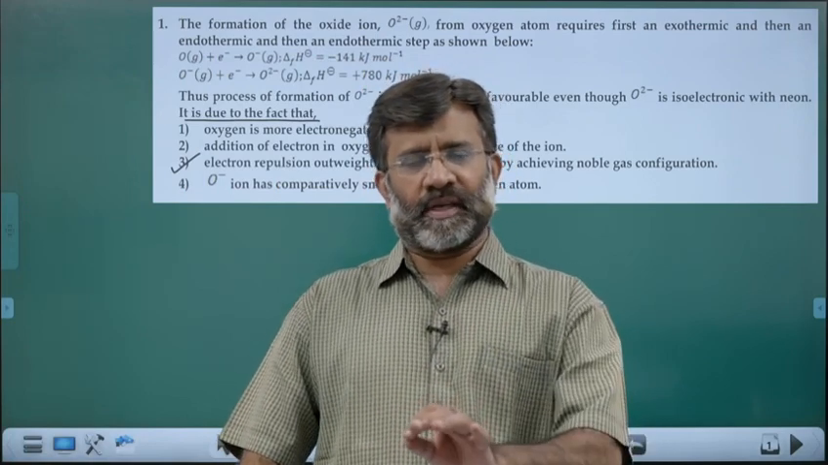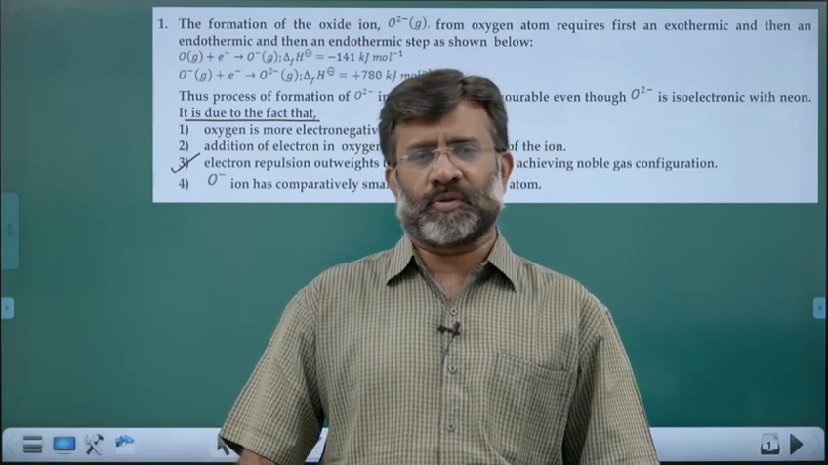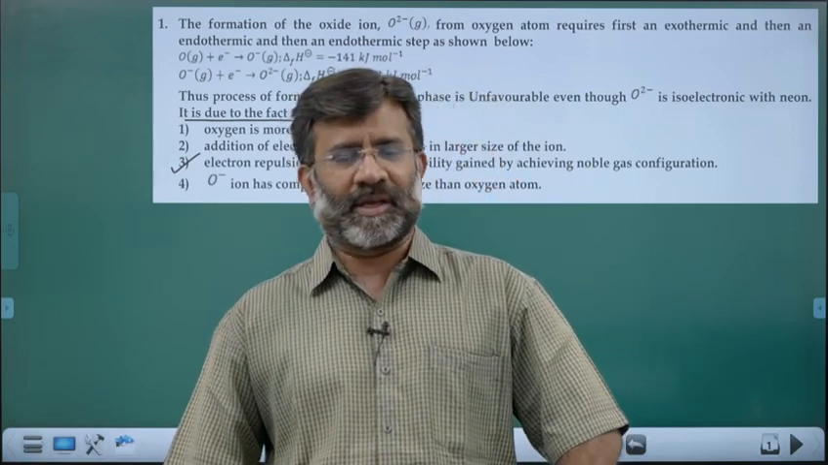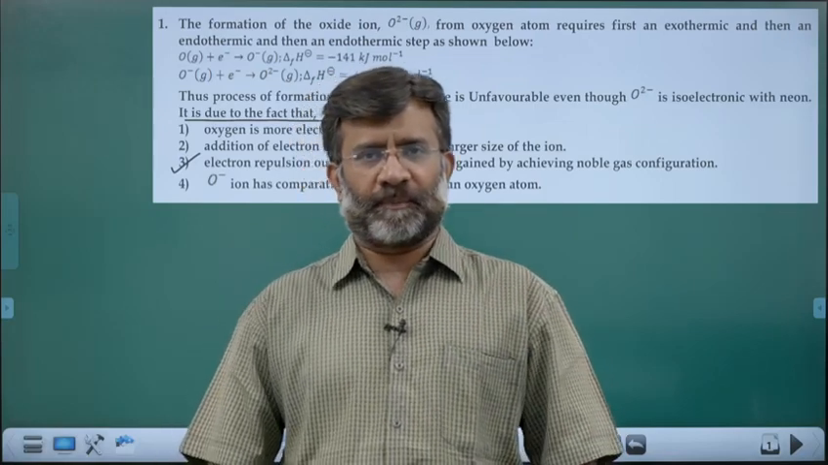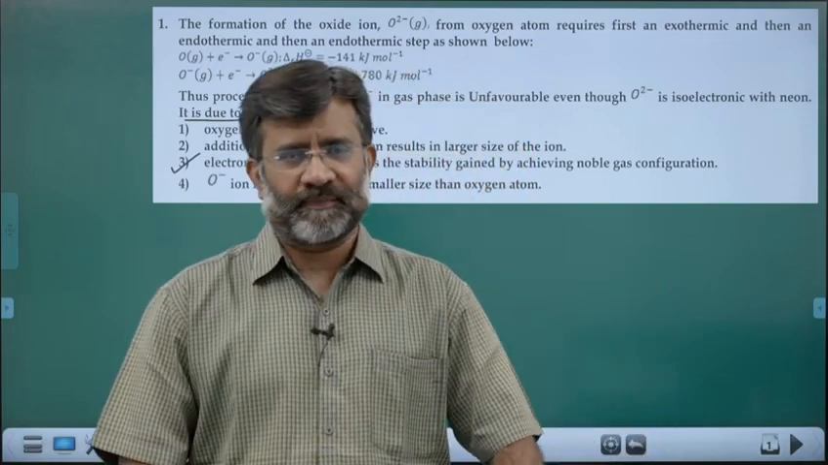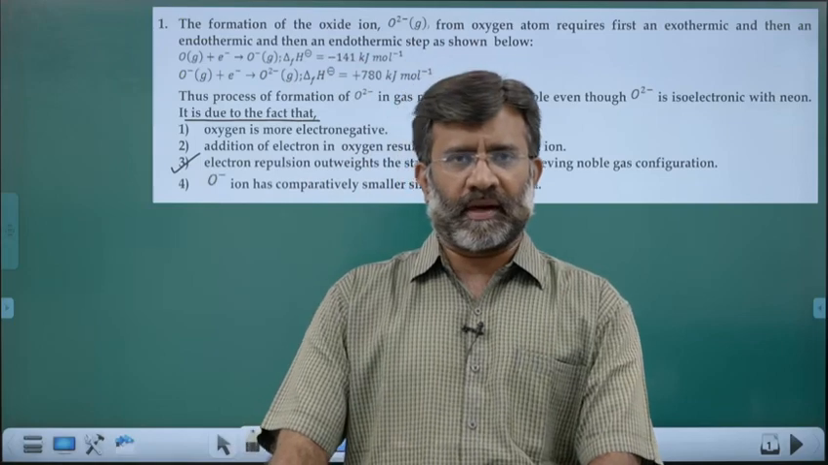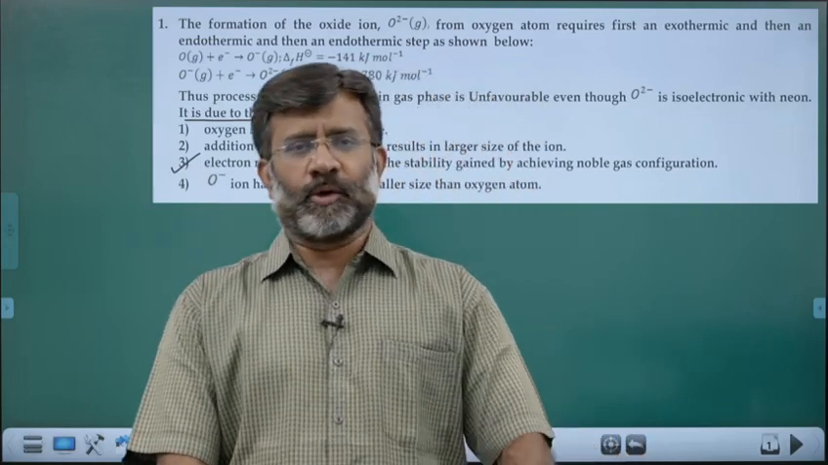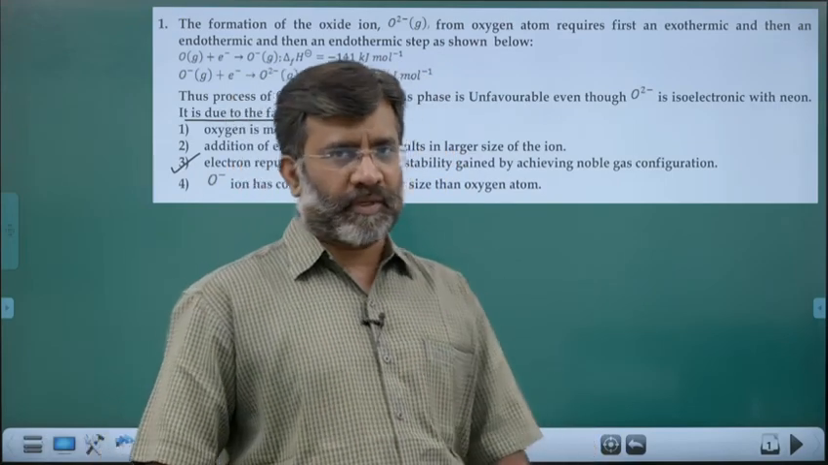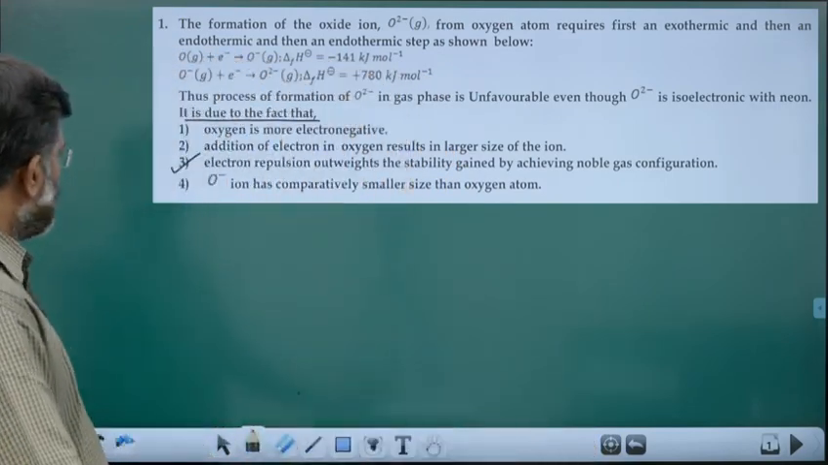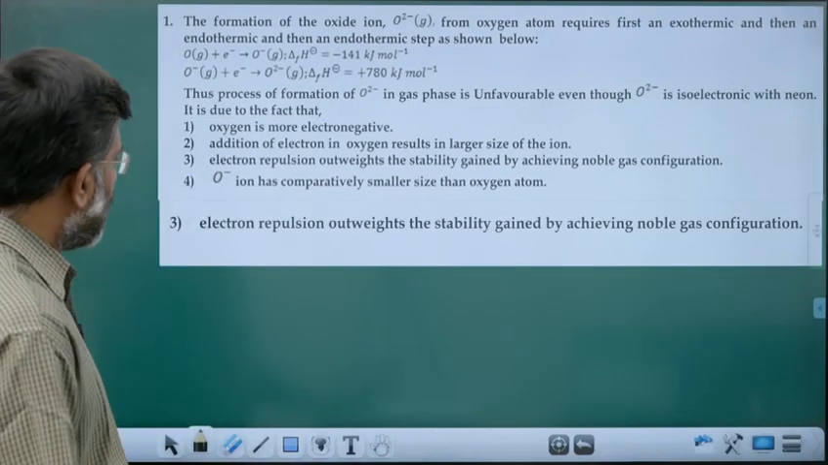Not only for oxygen, for almost all elements, the second electron gain enthalpy is a positive figure, endothermic, because there will be interelectronic repulsion. It is not only for oxygen. Almost all elements, the second ionization enthalpy, we can see is endothermic in nature, which is due to the interelectronic repulsion. Okay, and the answer is the third choice. Next question.